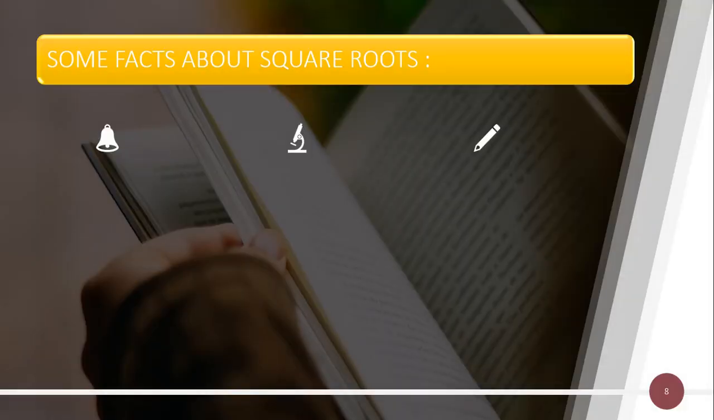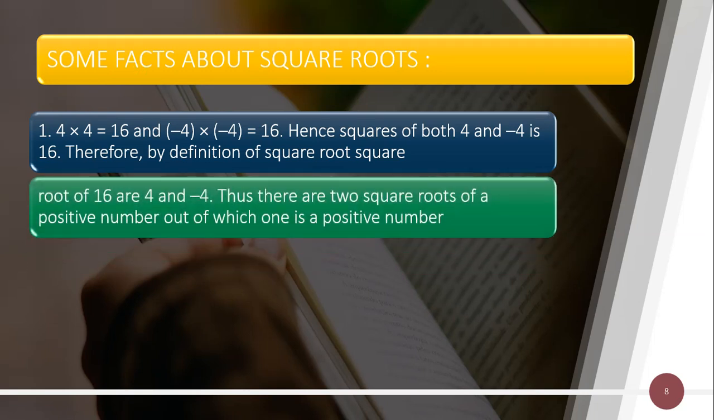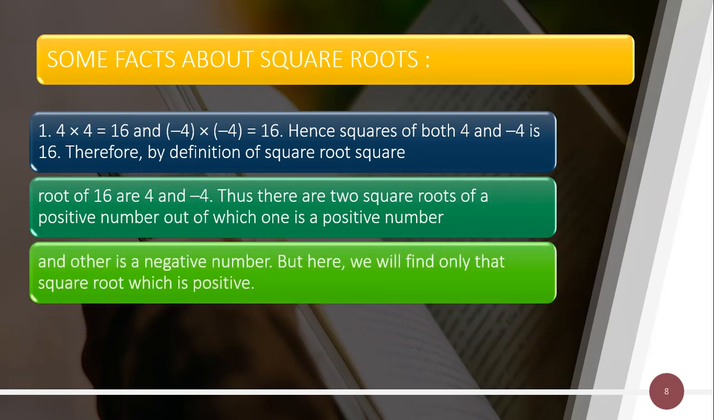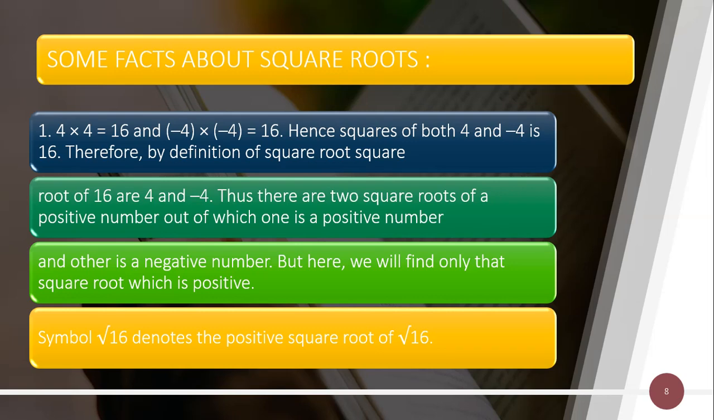Some facts about square roots. See here, 4 into 4 equals 16 and minus 4 into minus 4 is also equal to 16. Hence, the square of both 4 and minus 4 is 16. Therefore, by definition, the square roots of 16 are 4 and minus 4. Thus, there are two square roots of a positive number, out of which one is a positive number and the other is a negative number. But here we will find only the square root which is positive. The symbol root under 16 denotes the positive square root of 16.